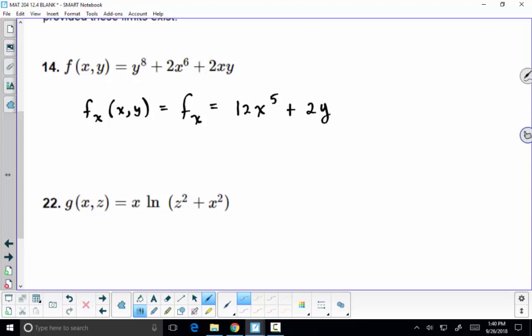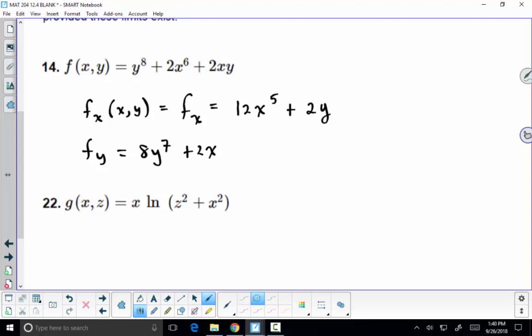2y. So y is constant. If that said 10x, the derivative with respect to x would be 10. So it's everything but the x. The 2y is acting like a coefficient. So that's it. f sub y, we're going to get 8y to the 7th. And then how about the partial of 2x to the 6th with respect to y? 0. And then plus 2x.